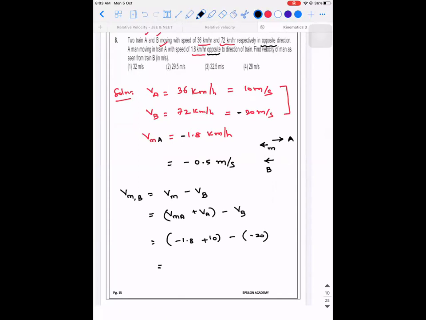Am I clear? So it is 8.2 plus 20, 28.2. Is there an option like that? Did I make any mistake? 10 minus, oh sorry, it's not 1.8, minus 0.5, right? Minus 0.5 because it's in meter per second. So 10 minus 0.5 is 9.5. Answer is 29.5. Is there an option? Yeah. So 29.5 meter per second.